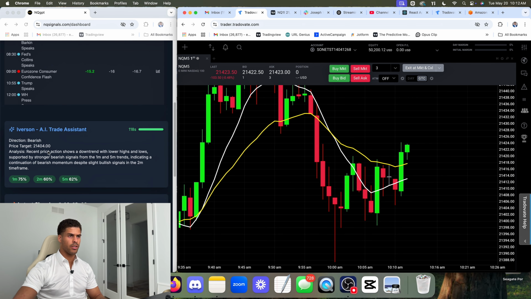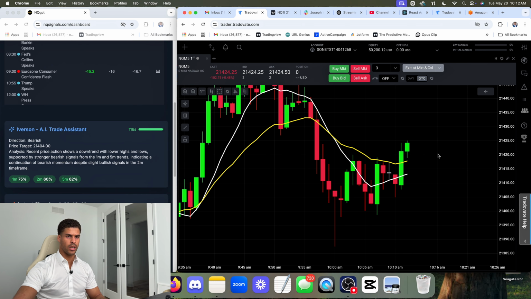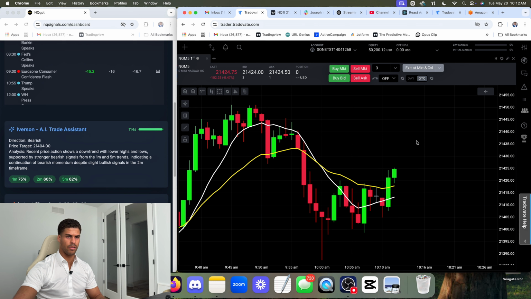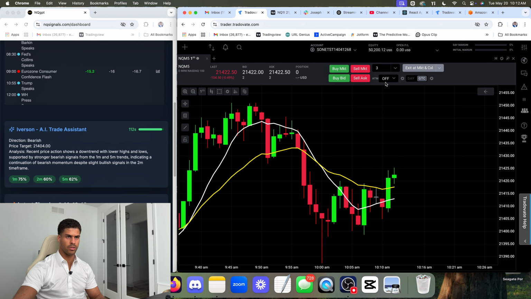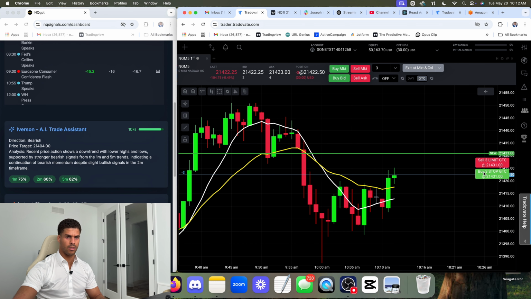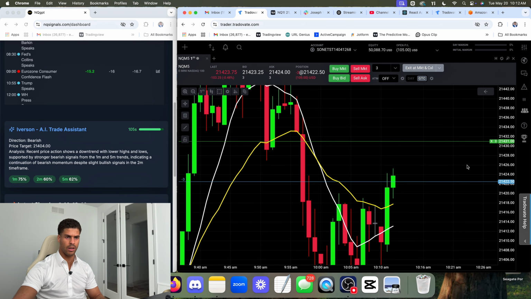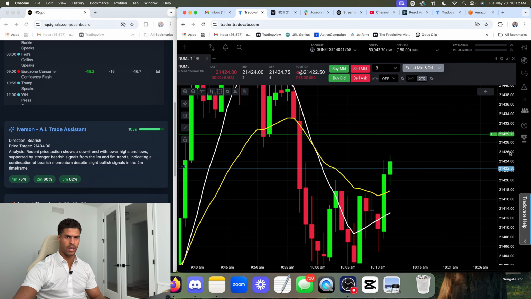I've got a bearish signal down to 404. This is interesting. Iverson's calling for basically a reversal here. So let's see what we got. Take a sell right there. I'm a little hesitant on this trade. I don't love it, but we'll see what we get.